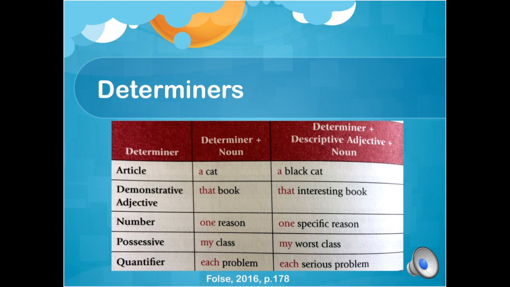For this reason, it is important to explain determiners to our students. In the table below, 5 types of determiners are listed: articles, demonstrative adjectives, numbers, possessives, and quantifiers. Determiners are modifying words that determine the kind of reference a noun or noun group has.